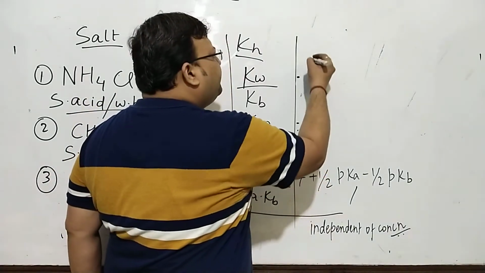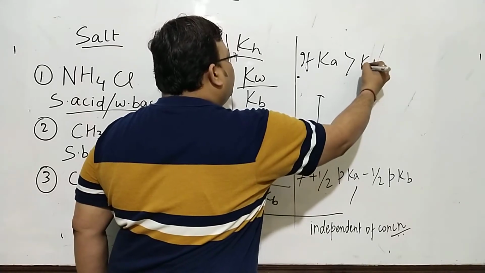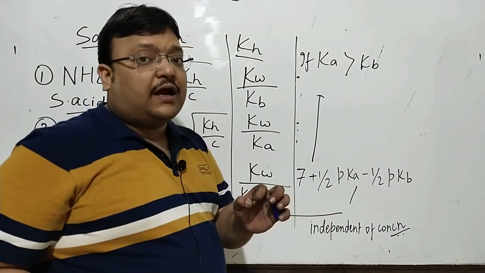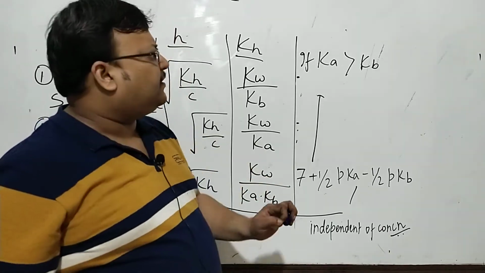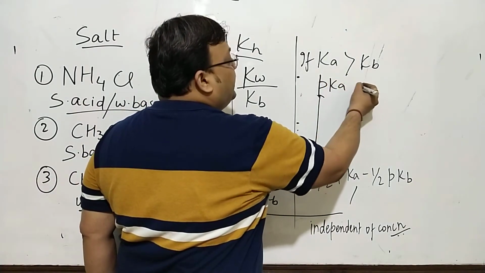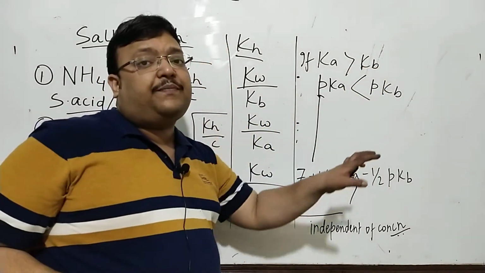Suppose Ka is more than Kb, both are weak, but the acid is less weak. So Ka is more than Kb. So naturally pKa will be less than pKb. If Ka is more than Kb, then pKa will be less than pKb.